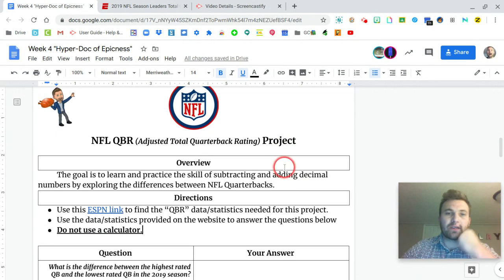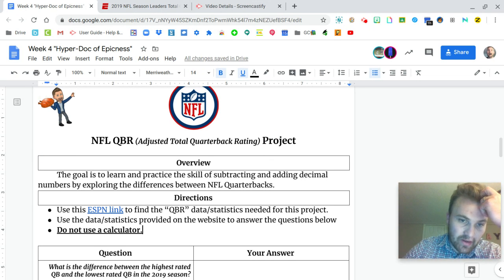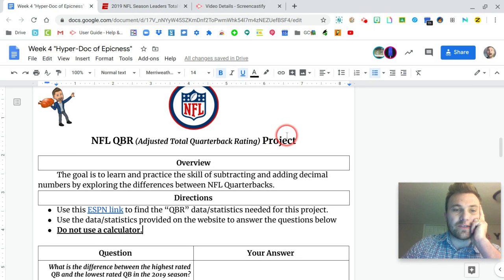Okay, so here's the idea for this project. The goal is to learn and practice the skill of subtracting and adding decimal numbers by exploring the differences between NFL quarterbacks, using the quarterback rating. This is going to appeal to a number of students and not all, and that's why I gave it 4 choices. I tried to have a little bit of differentiation when it came to interest. I probably didn't pick everybody's favorite topic, but I'll continue trying to mix it up a little bit with projects.